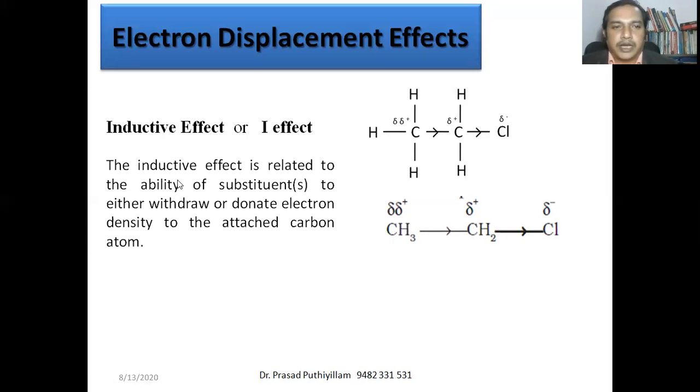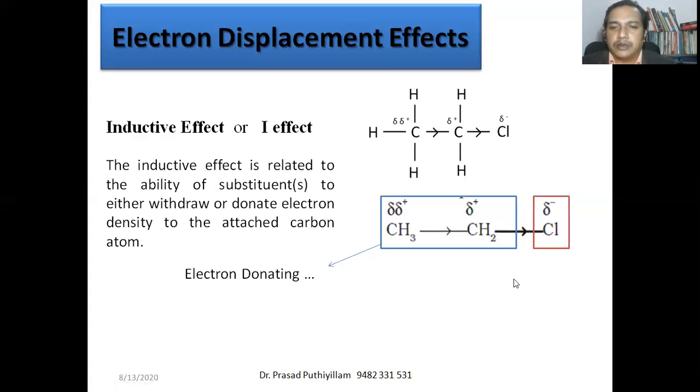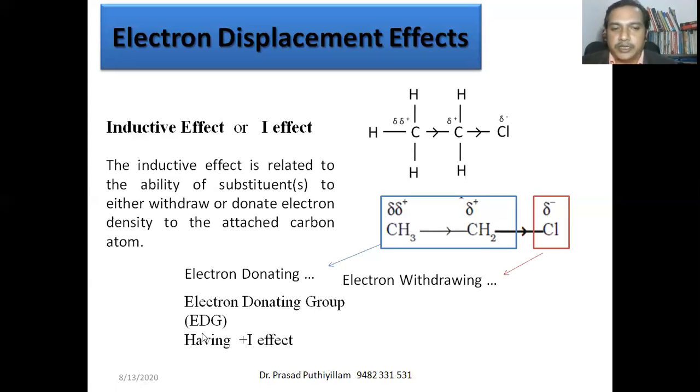The inductive effect is related to the ability of a substituent to either withdraw or donate electron density to the attached carbon atom. Here I am representing the electron withdrawing and electron donating groups. CH3 is the electron donating group here, and Cl is the electron withdrawing group. An electron donating group, or EDG, has a plus I effect. Therefore, the inductive effect can be classified into plus I effect as well as minus I effect.